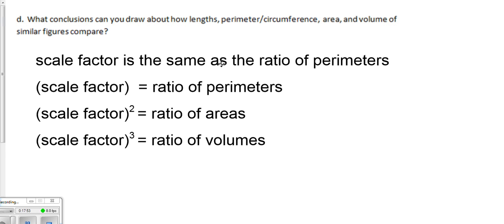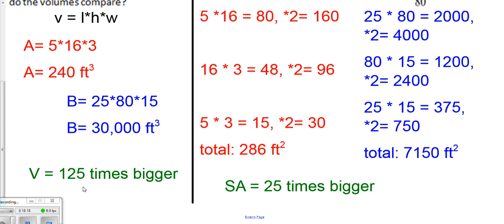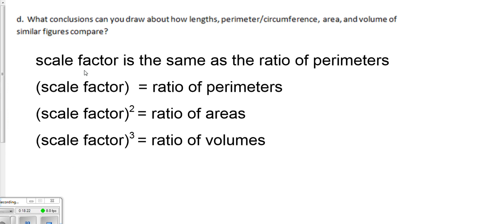The scale factor is always going to be the same as the ratio of the perimeters. So scale factor equals ratio of the perimeters. If you take the scale factor and square it, so like 5 squared, that'd be the ratio of the areas. 5 squared was 25. If you take the scale factor and cube it, so 5 times 5 times 5, that's the ratio of the volumes. 5 times 5 times 5 is 125, 5 cubed.